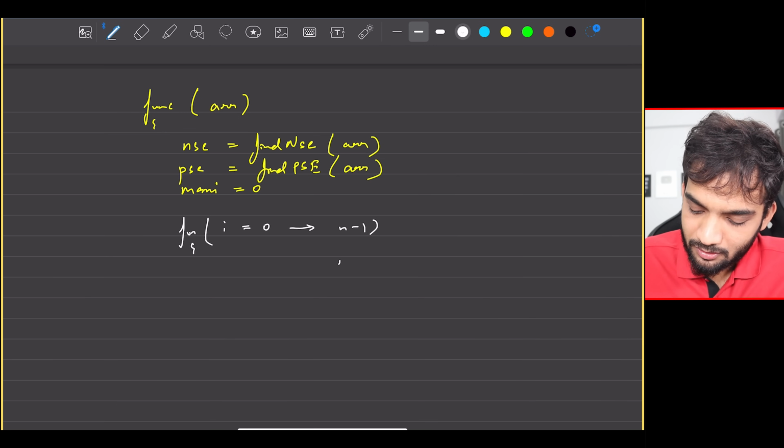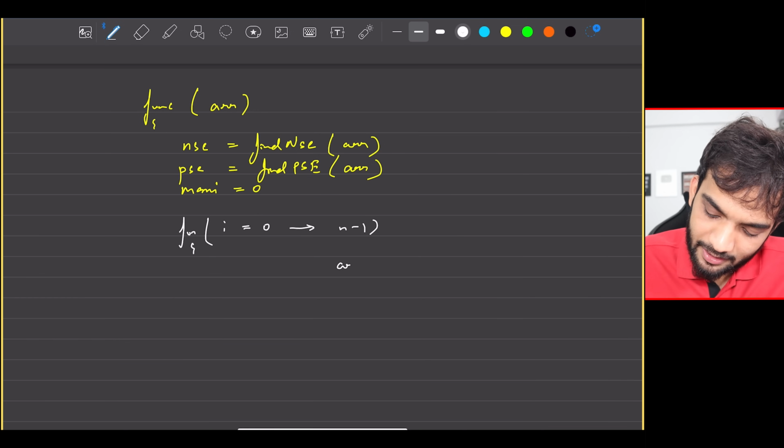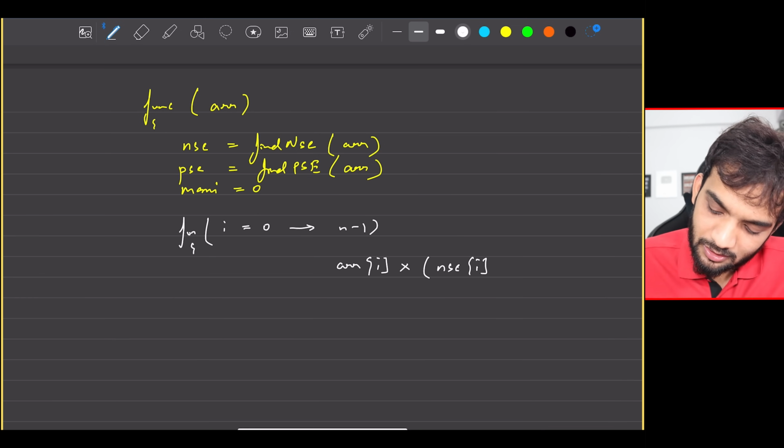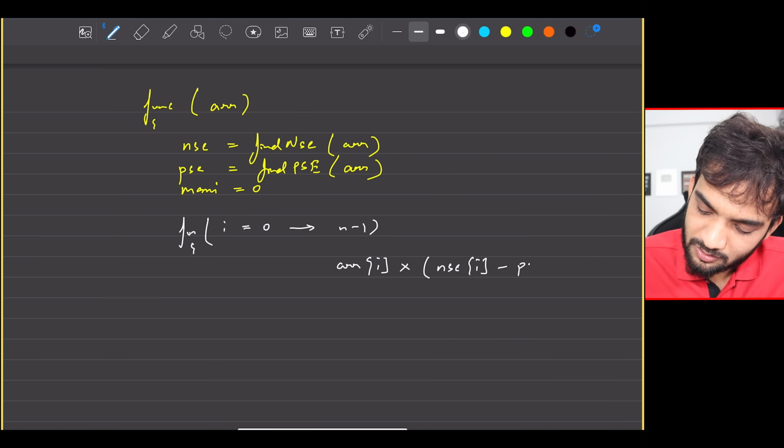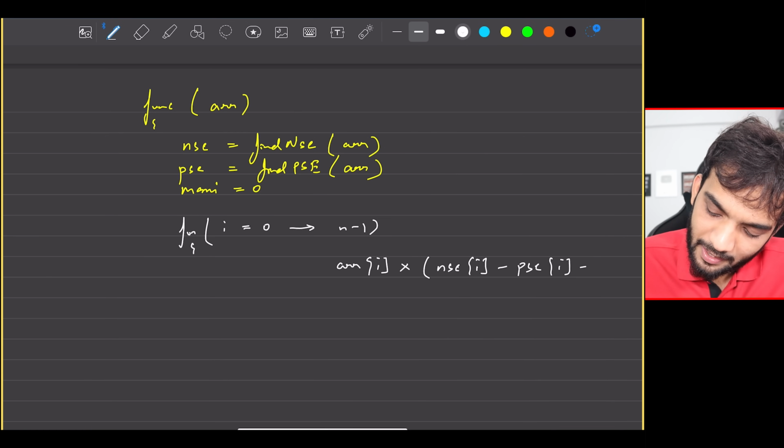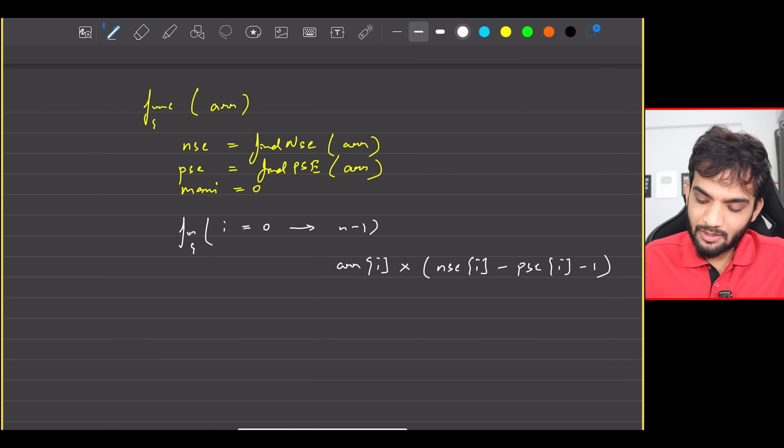The area will be array of I multiplied by next smaller element of I minus previous smaller element of I minus 1. So this will be the area, correct?